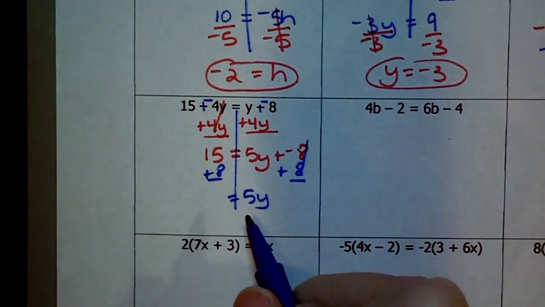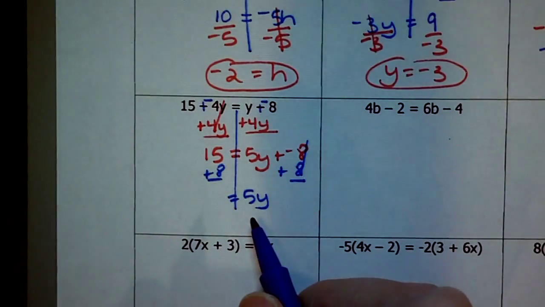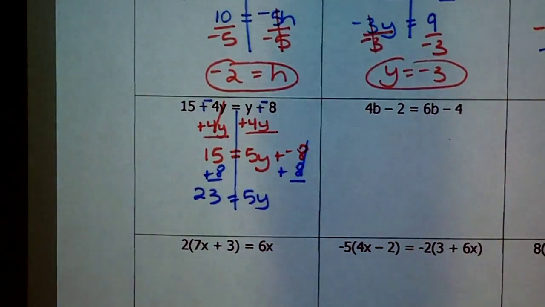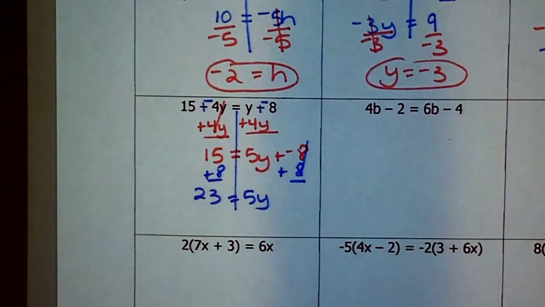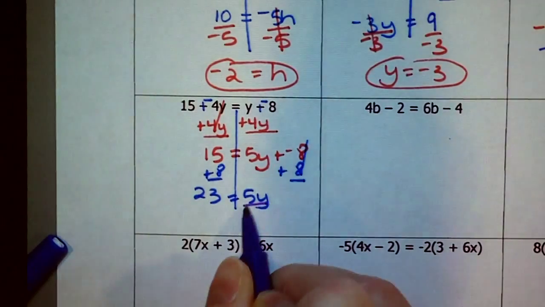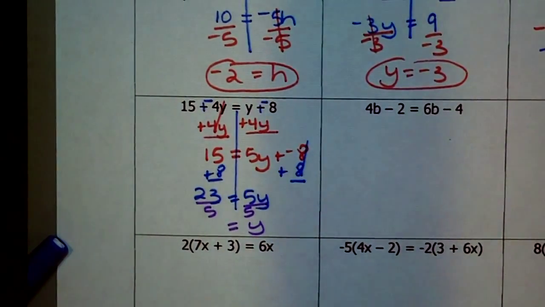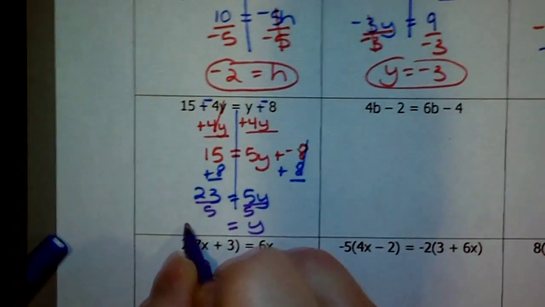And this is just 15 plus 8. Isn't that nice? There are no negatives, nothing. I just get to add like normal. It's 23. It's okay that there's a 5 and there's a number that doesn't end in a 0 or a 5. You'll be alright. I'm going to get rid of the y by dividing by 5. And y is equal to, when you take 23, you divide it by 5, we get 4.6.